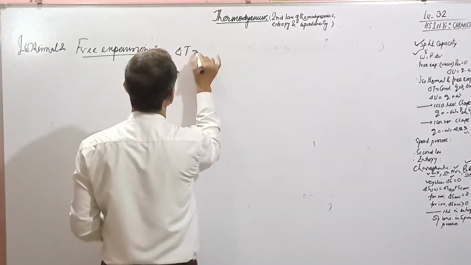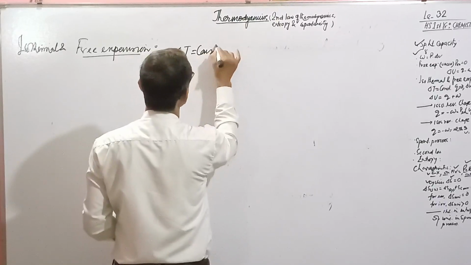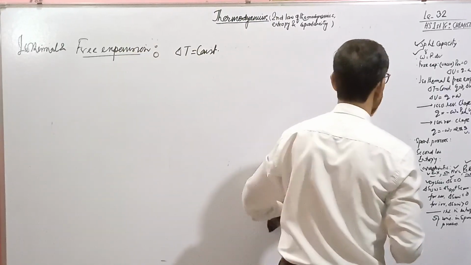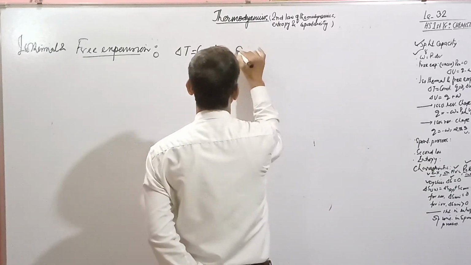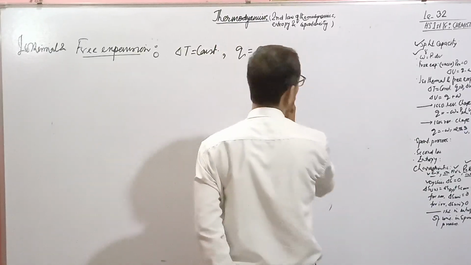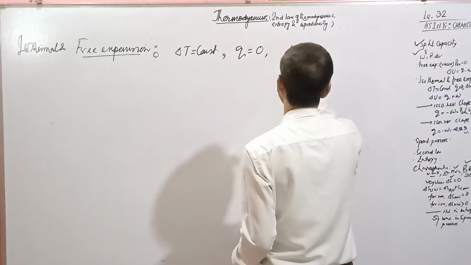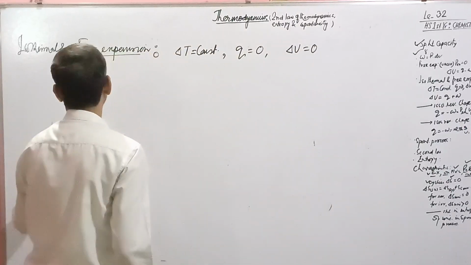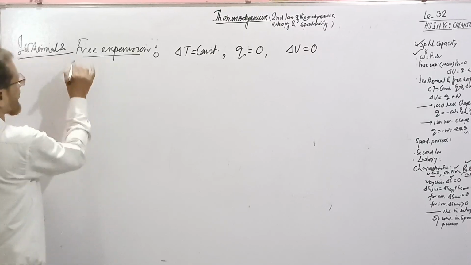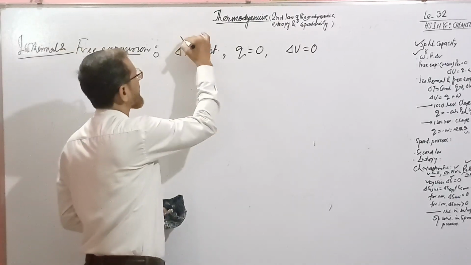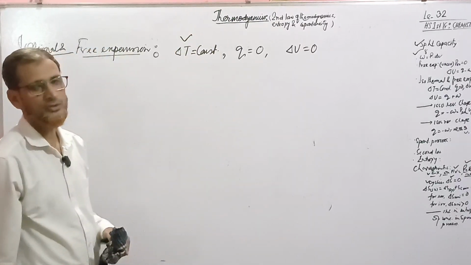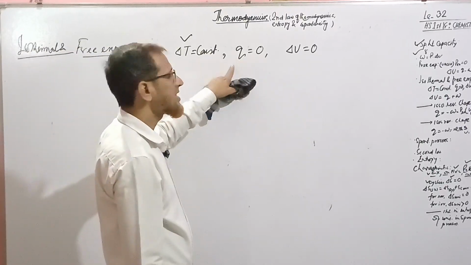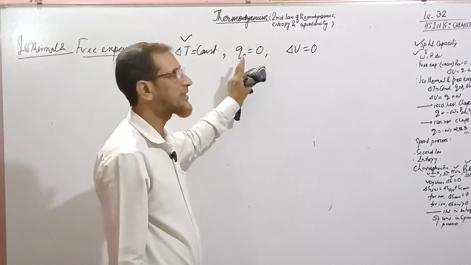Isothermal means the temperature is constant. Am I right? There is no change in temperature. Q is equal to 0. Del U is equal to 0. So when this is isothermal, temperature is constant. When there is no change in temperature, the internal heat content remains the same.